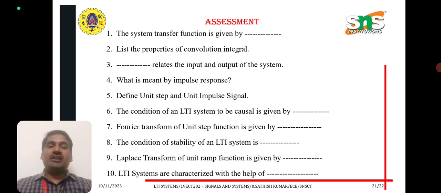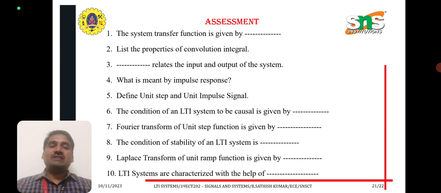Define unit step and unit impulse. U of t is equal to 1 for t greater than or equal to 0, and 0 for t less than 0. Unit impulse del of t is equal to 1 for t equal to 0, and 0 for t not equal to 0. The condition for an LTI system to be causal is h of t is equal to 0 for t less than 0. The Fourier transform of the unit step function is given by X of f is equal to 1 divided by j 2 pi f.